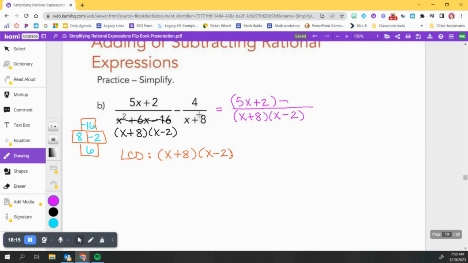What is this denominator missing that this LCD has? It's missing an x minus 2. So we're going to put in an x minus 2 here, which means I'm going to put in an x minus 2 here. So that makes this new numerator 4 times x minus 2.